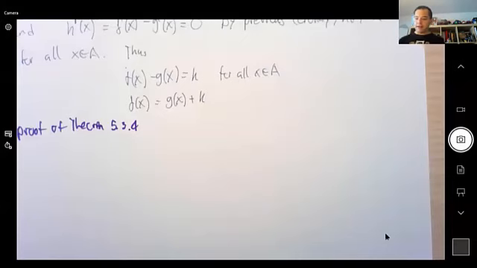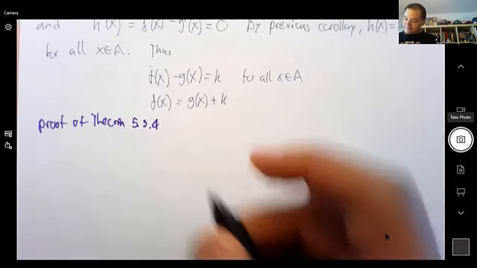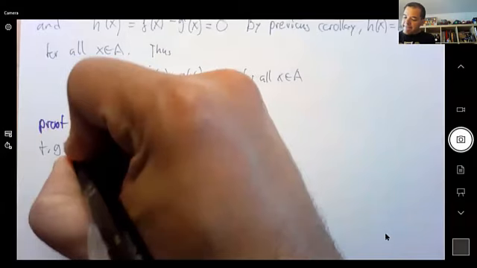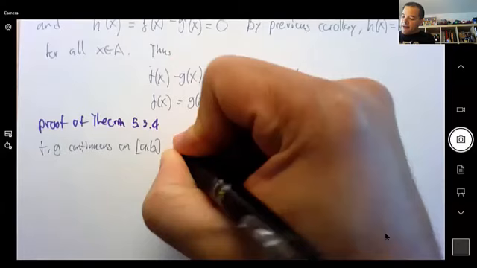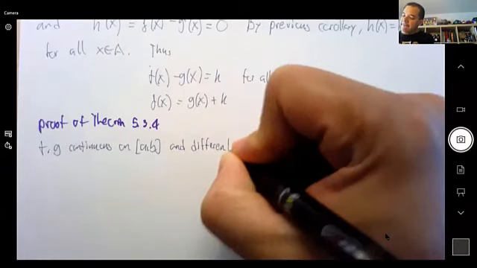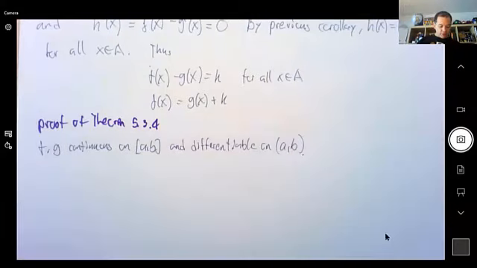So we have that f and g are continuous on [a, b] and differentiable on (a, b). So similarly to the previous one, what we're going to do is consider an auxiliary function.